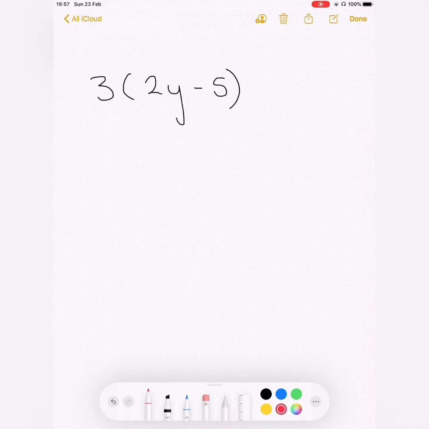So again, the first thing we must do is draw on our moons. So 3 times 2y, which is 6y, cross it off. And then 3 times minus 5, which is minus 15.